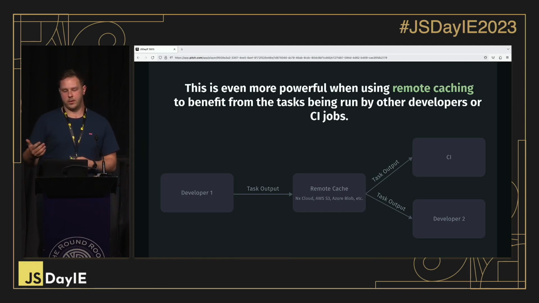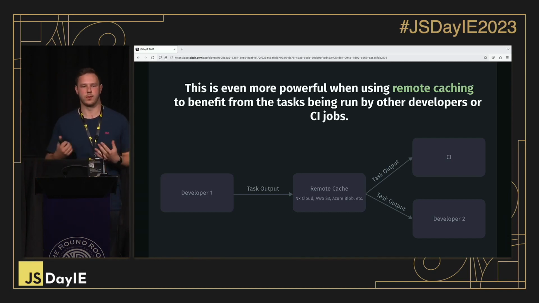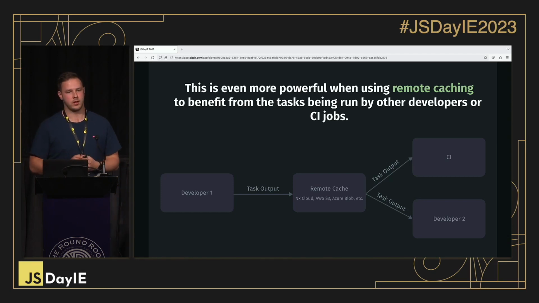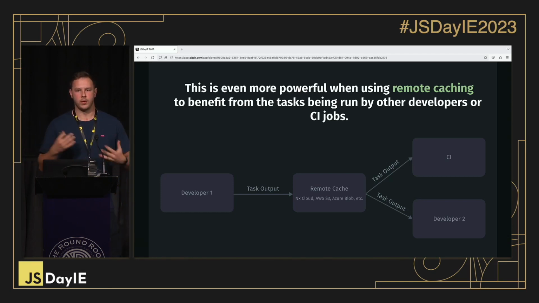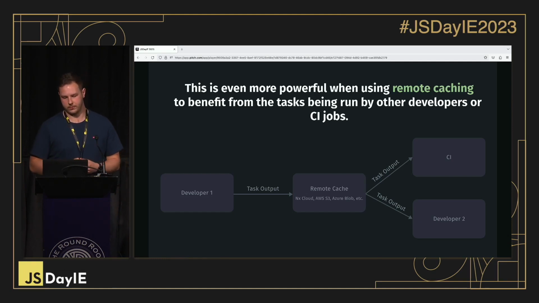This is super useful when you're using NX in CI as well, because it means if CI has run a task, a developer then no longer has to go and run that task on their own machine to get the output. They can just read from the remote cache and get all the results from there. So that's going to save you a huge amount of time when you've got all these projects in your monorepo and you don't want to have to run tasks for all of them.